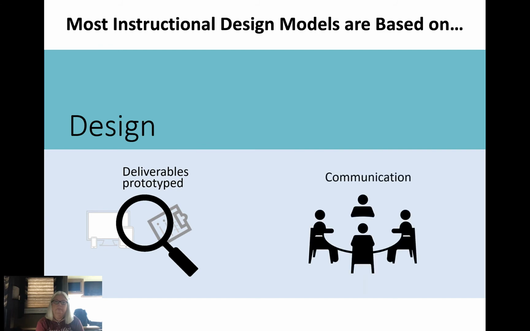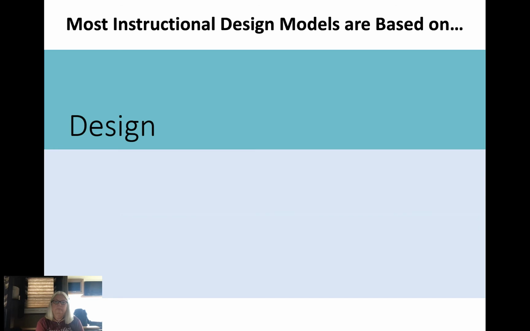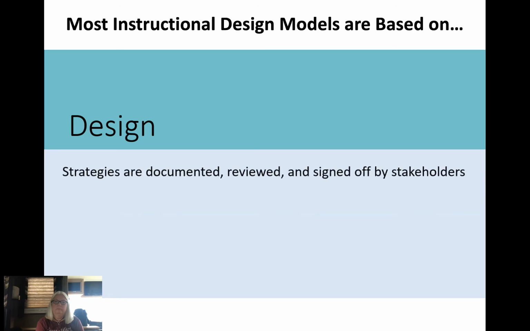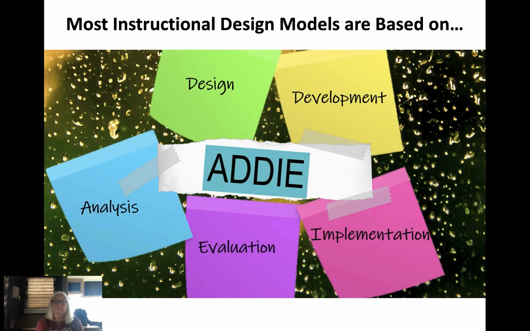Communication continues with the design team and the SMEs. The learning project's instructional, visual, and technical design strategies are documented and reviewed by the relevant stakeholders on the project. These aspects need to be signed off before moving on to the next stage. Once the design of the instruction is signed off by the stakeholders, instruction is moved into the next stage, development.